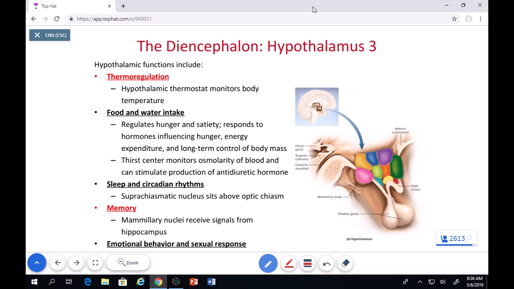And then finally, we also are going to have some emotional or sexual responses associated with the hypothalamus. Our hypothalamus is part of the limbic system. It helps to regulate libido and sexual response in individuals.